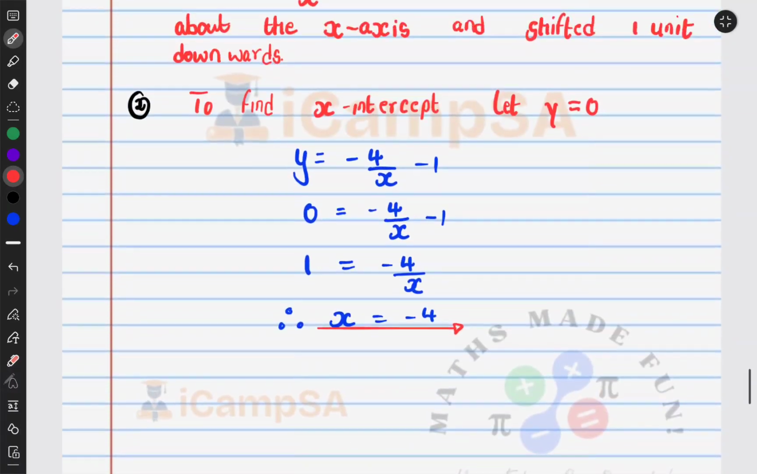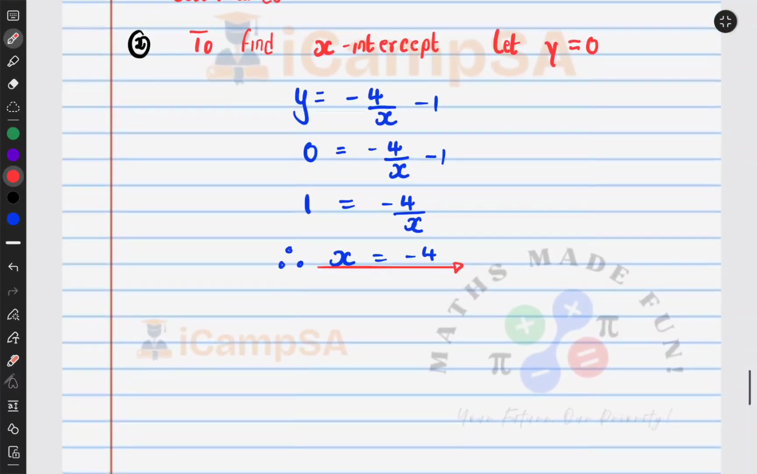But let's just do the table, for completeness' sake, to find the corresponding values. Let's pick our x values: negative 2, negative 1, negative half, 0, 1 over 2, 1 and 2. The corresponding y values: negative 4 divided by negative 2 is 2, minus 1 is 1. Negative 4 divided by negative 1 is 4, minus 1 is 3. Then 8 minus 1 is 7. At 0 it is undefined.